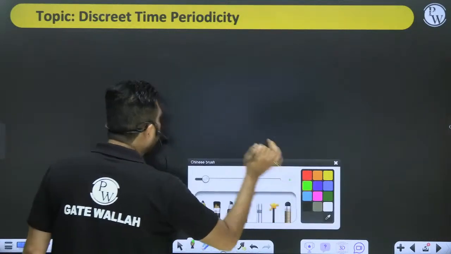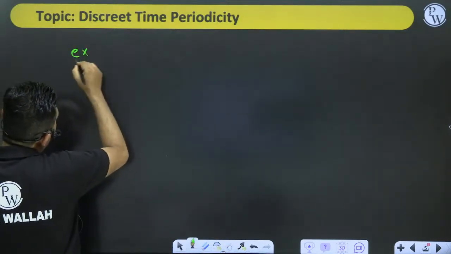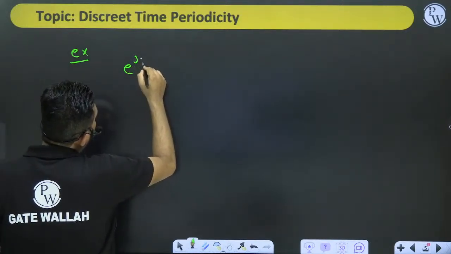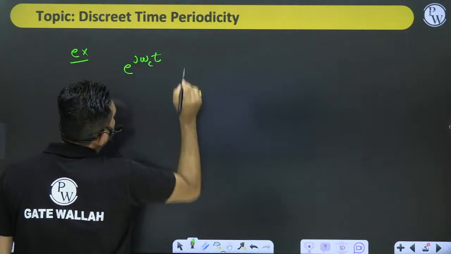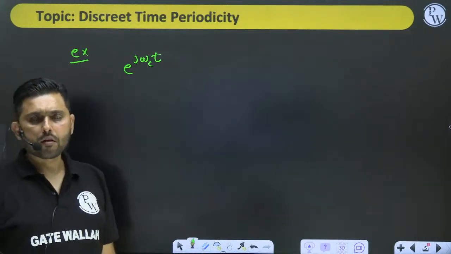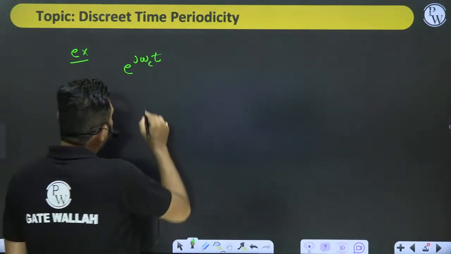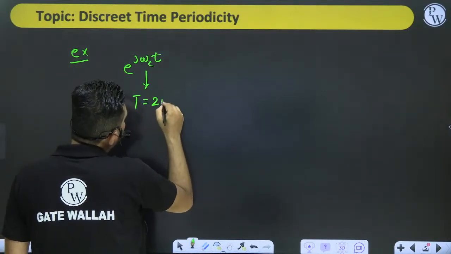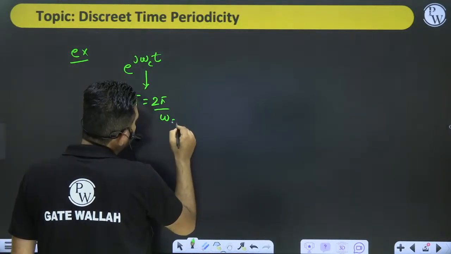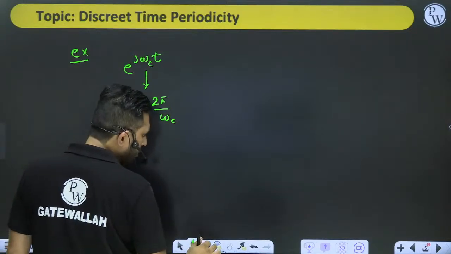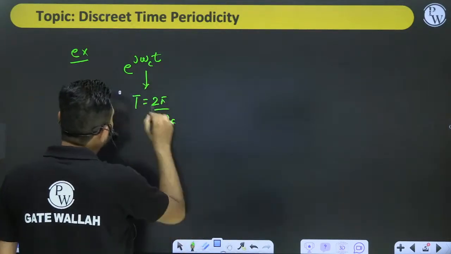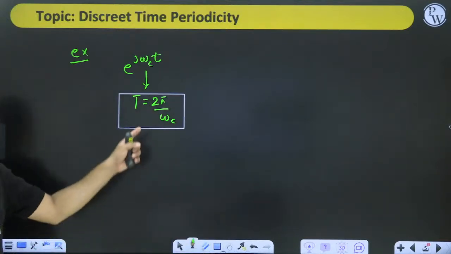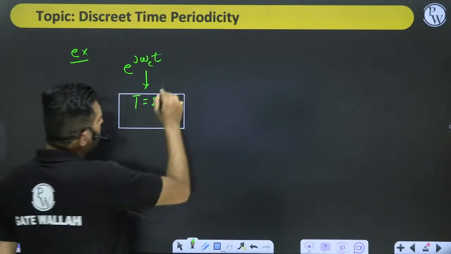Suppose I have e to the power j omega c t as a signal. Start from continuous time. I told you in the last class what the period is here: T is equal to 2 pi by omega c. So this is the period of this function. Fine. So this is T, T is 2 pi by omega c. Let us sample this function.